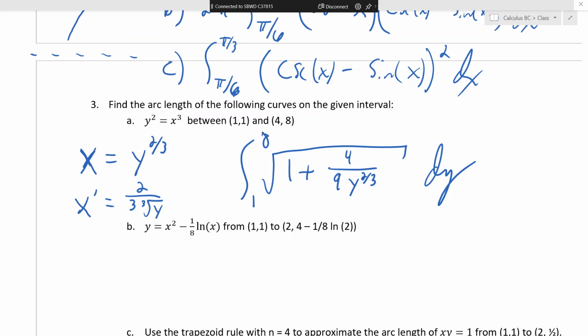Someone asked me the other day, how do I put an integral with y's into the calculator? We talked about this: your calculator is not sentient, it doesn't know what variables you're talking about. The x is just a placeholder. So if you have y's or g's or r's or k's, you just plug that in. You can use x in the calculator, that's fine.